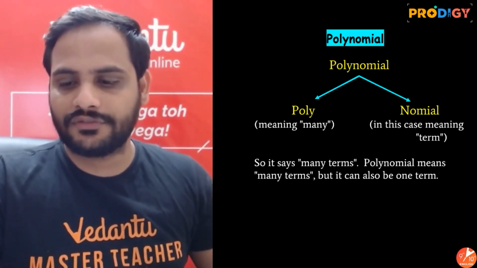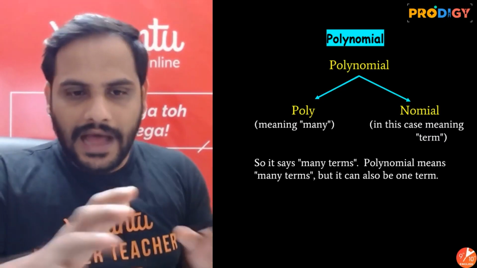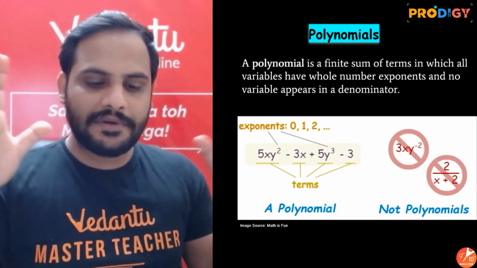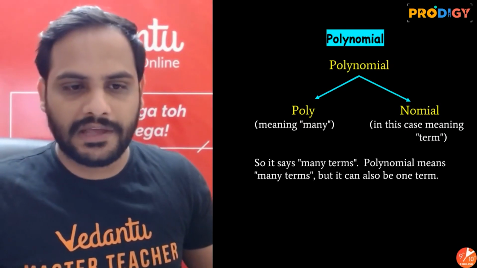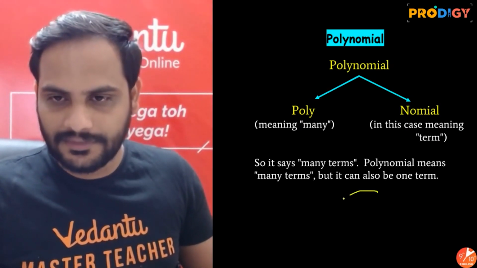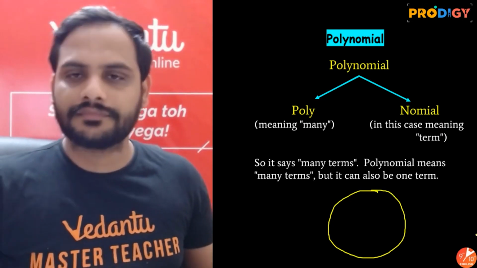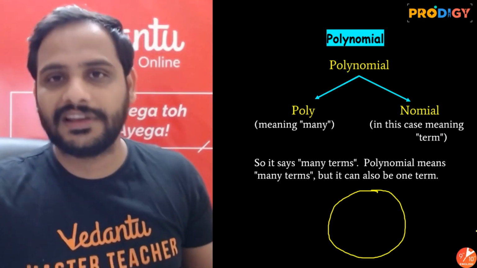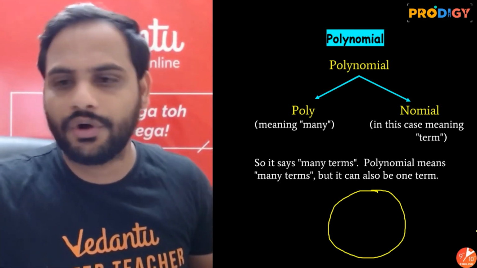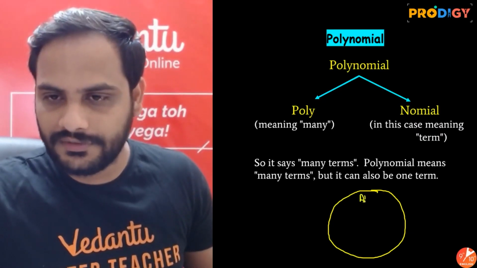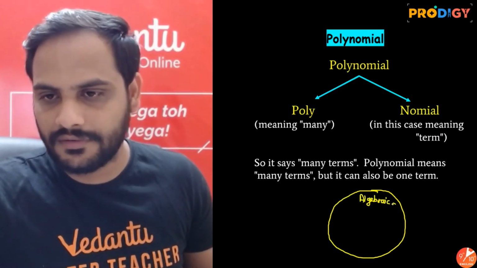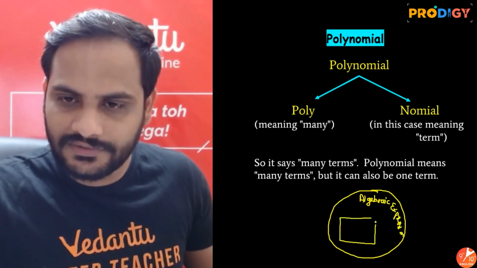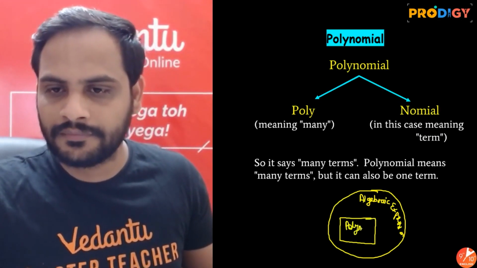After that, the next thing. So this is the polynomial. Now what is the definition of it? How is it different from an algebraic expression? Understand, algebraic expression is like a big circle. Inside this big circle, if I write all the algebraic expressions, then only some portion of this will come under polynomials.